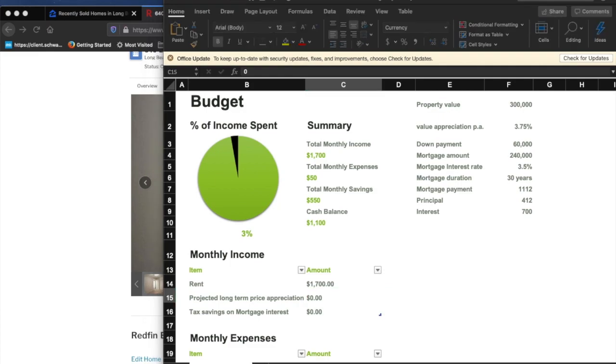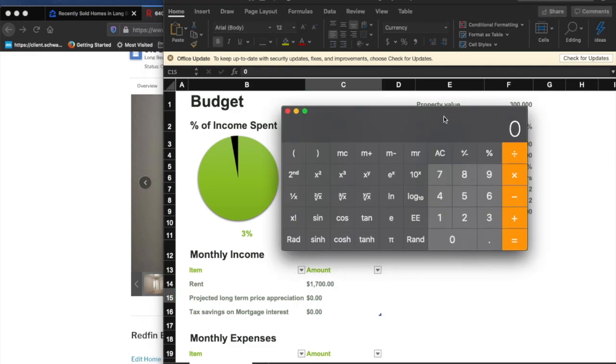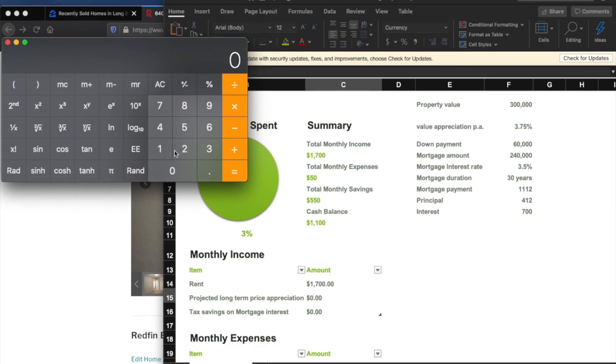Now, we have here again a little bit of a complicated situation. So, an appreciation of 3.75% means that if you multiply it with the property value currently of 300,000, in the first year the property gains $11,250 in value. Now that's a statistical average, of course.